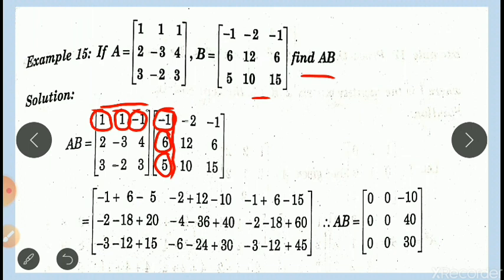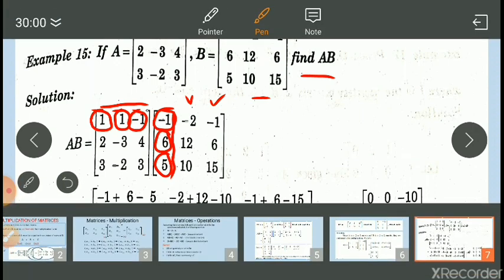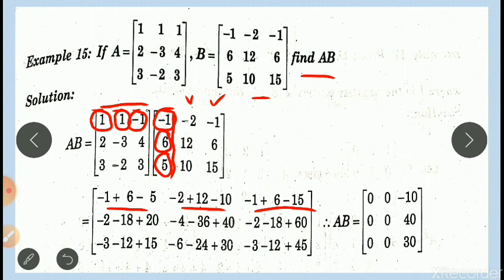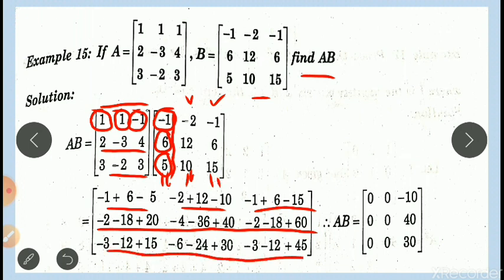Likewise, we have to multiply the first row with first column, first row with second column, first row with third column. We'll get this 3 value. Next, we have to multiply the second row with first column, second row with second column, second row with third column. We'll get these values. Next, we have to multiply the third row with first column, third row with second column, third row with third column. We'll get these values.